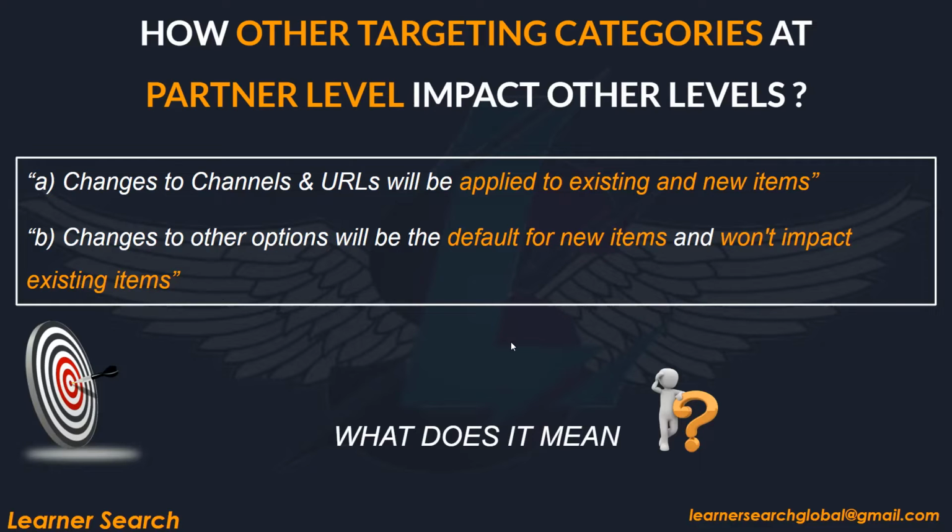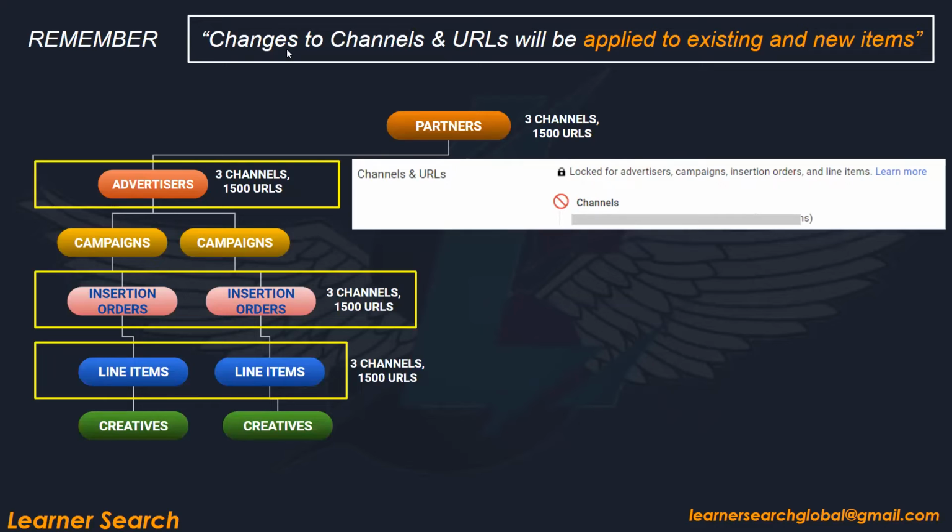So what exactly does it mean? Let's look into that. The first one says changes to channels and URLs will be applied to existing and new items. That means let's assume we have added 3 channels and 1500 URLs at this partner level.